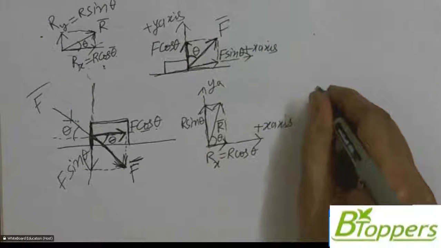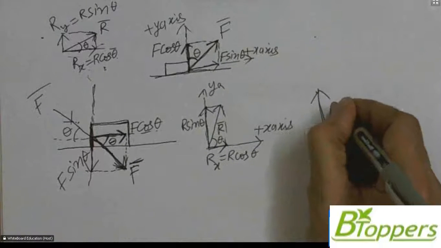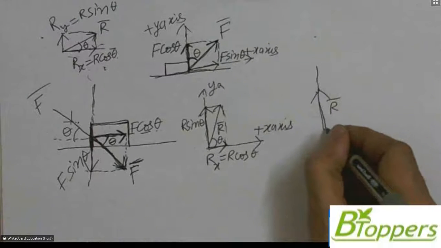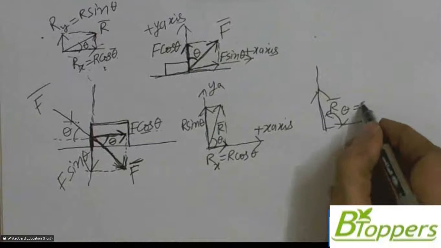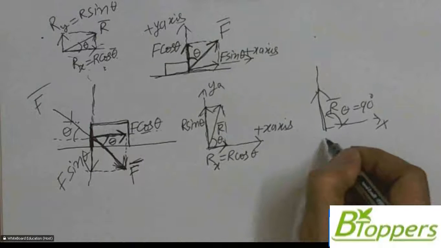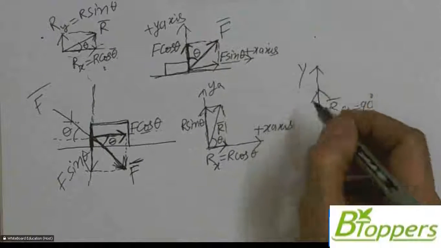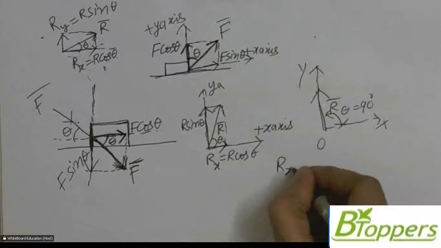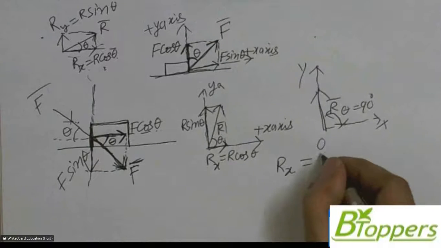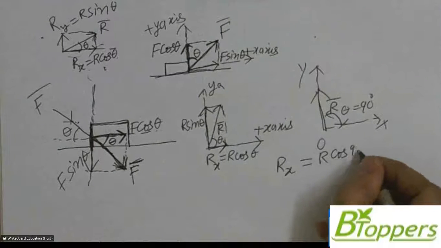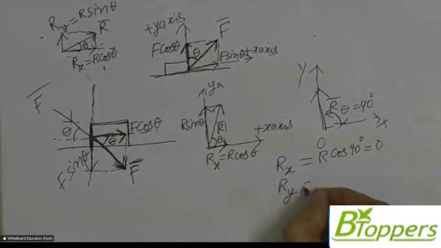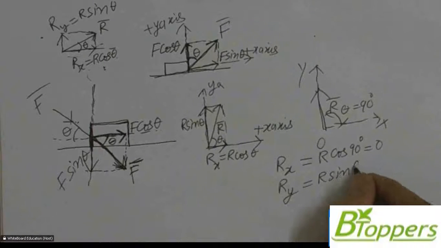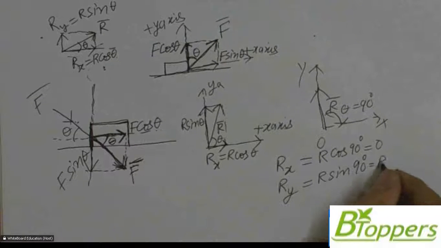Suppose if the vector R bar acts along y direction, along y axis, then the angle theta made by the vector with x-axis will be 90 degrees. Then mathematically writing, Rx equal to R cos theta, that means R cos 90 degrees. That is 0. Ry equal to R sin theta, that is equal to R.